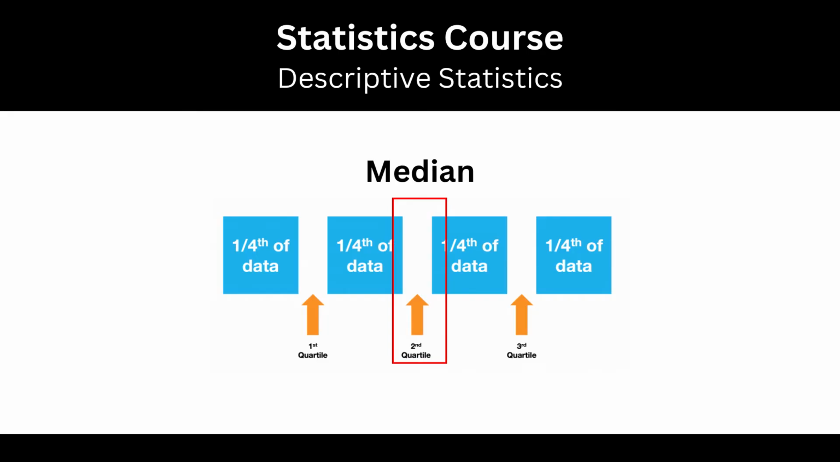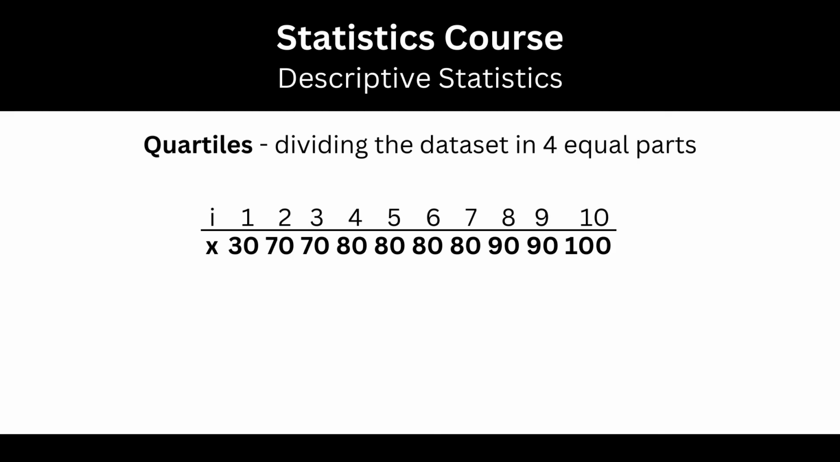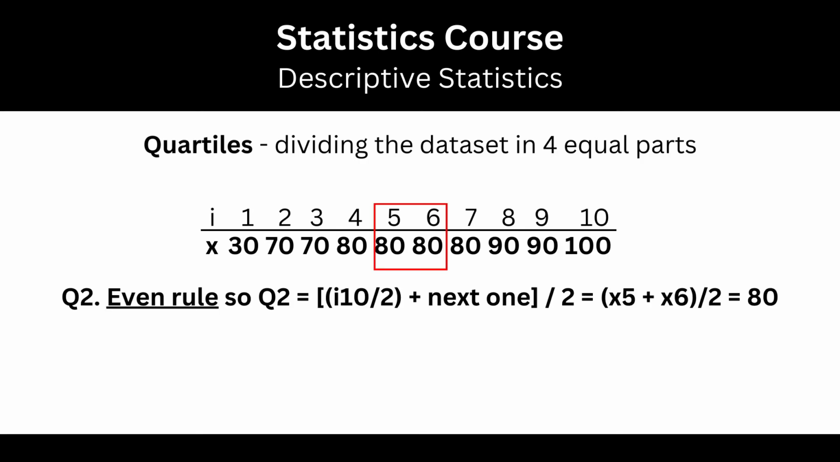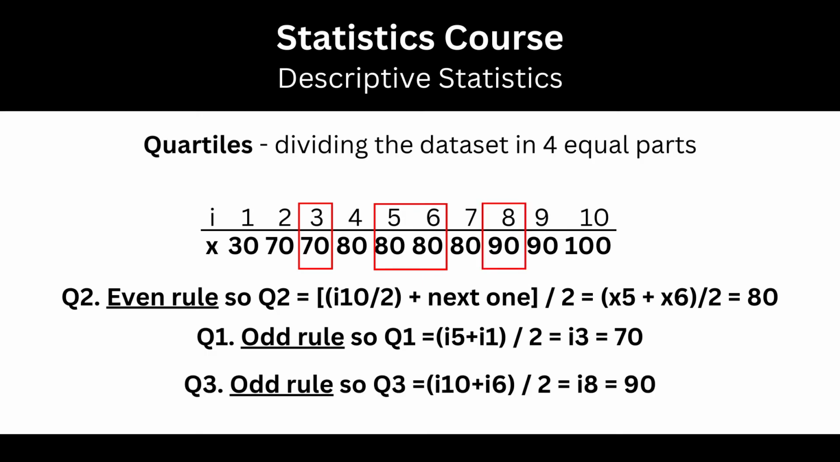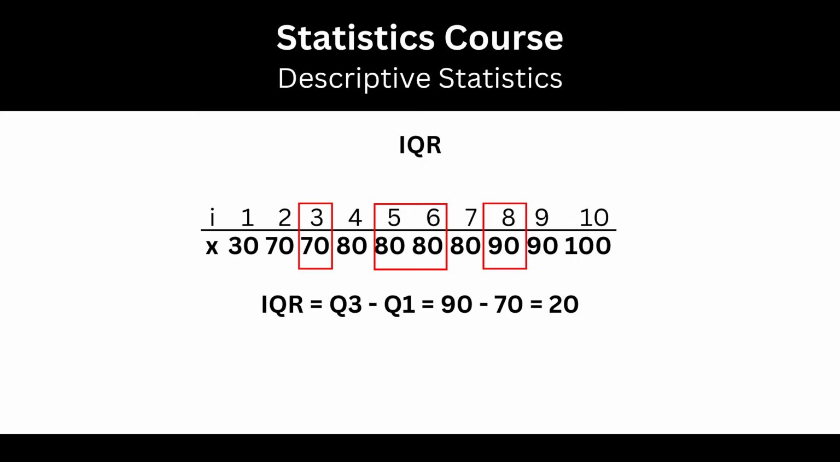It is also a measure of central tendency and is also a measure of dispersion because it is the second quartile as well. To find the quartiles, we will use the same rules when finding the median. Let's calculate an example. It is even, so the median is 80. Quartile 1 is 70 and quartile 3 is 90. So the IQR is 20.